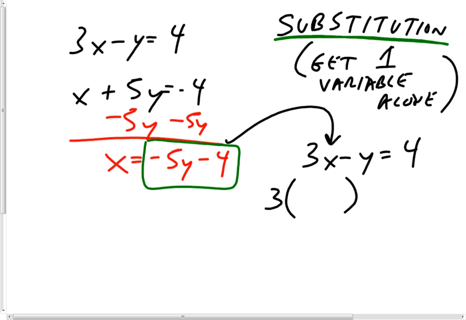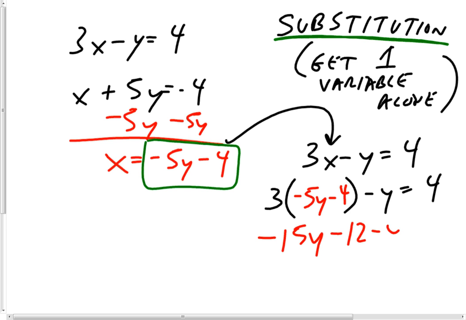What goes in this spot? Negative 5y. Right, negative 5y minus 4. As long as you keep track of your positives and negatives, you're going to be fine. This is negative 15y, negative 12, negative y equals 4.